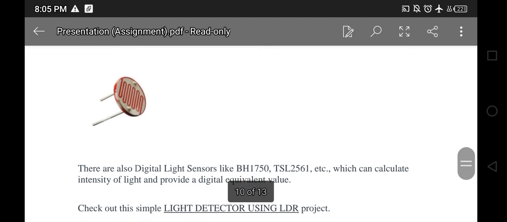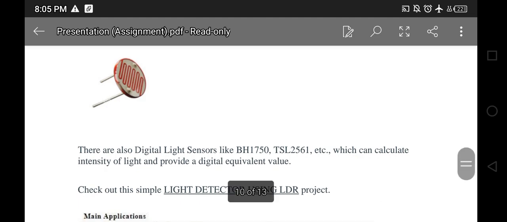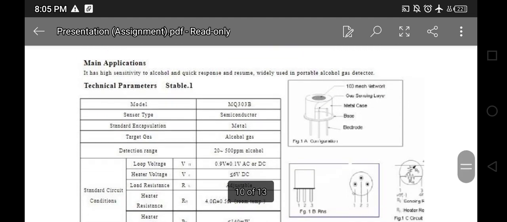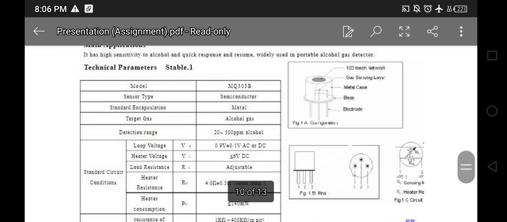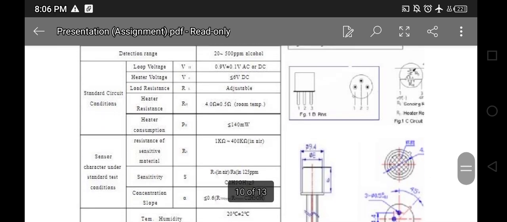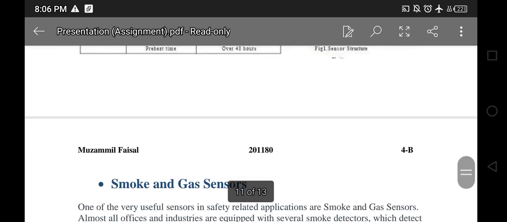There are also digital light sensors. The model names are given, which can calculate the intensity of light and provide a digital equivalent value. The data sheet is given here as well. The applications are given here of a light sensor. It is high sensitivity alcohol and quick response, widely used in portable alcohol gas detectors. So yeah, its data sheet is given with standard circuit conditions, sensor characteristics under standard test conditions, and etc.